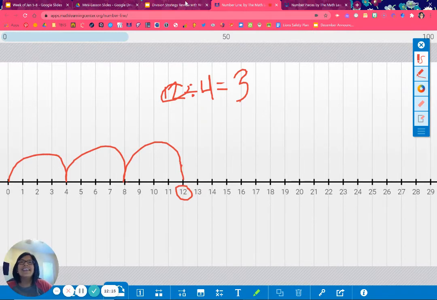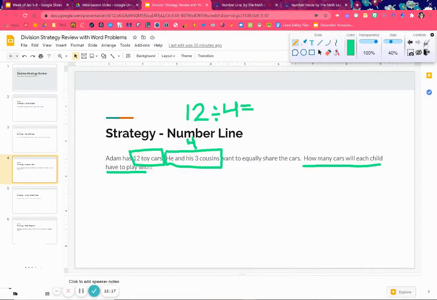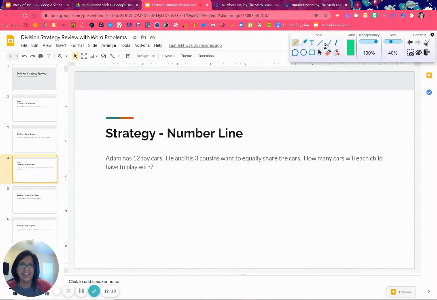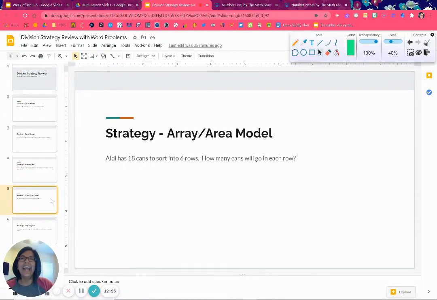Okay? All right. So now let's go back and see what our next strategy is. You probably already know. The area or array model. The reason why I have both is because they both work the same way. It's just that one is a group of objects put together, and the other one's a grid, a square, lots of squares put together.